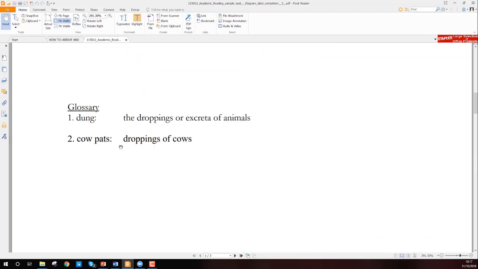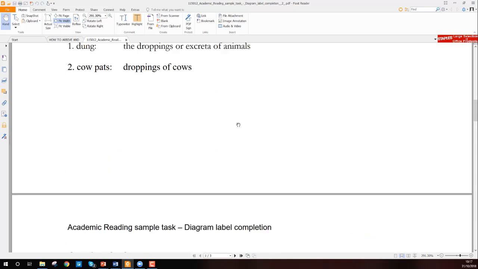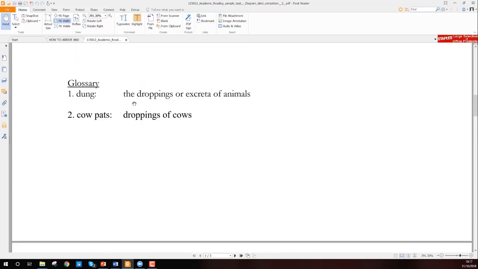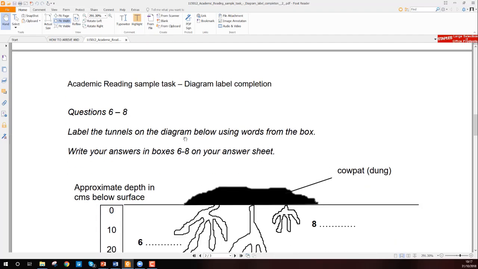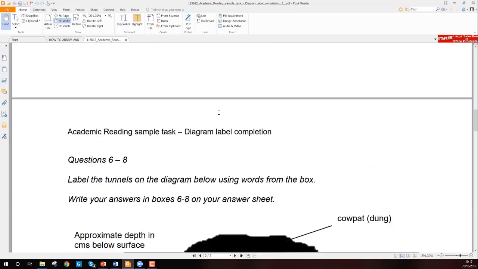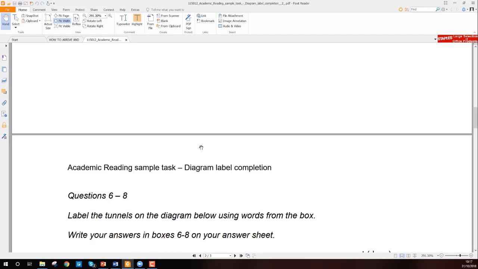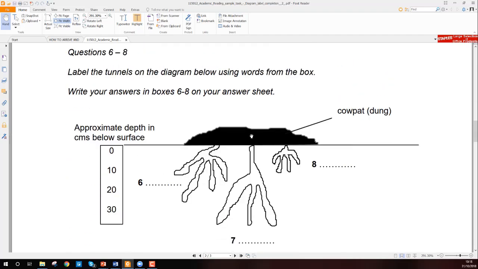there's a little glossary above here. So they're helping us out by giving us a definition. The droppings or excreta of animals. Basically, this is animal dung. Okay, so it is animal dung. So there are different ways that you can say it. Dung, excreta, many different ways you can say that word. Number 2, cow pats. So cow pats, that's a different way of saying cow dung. The dung of cows. Droppings is another way of saying it, but there are many ways to say that.